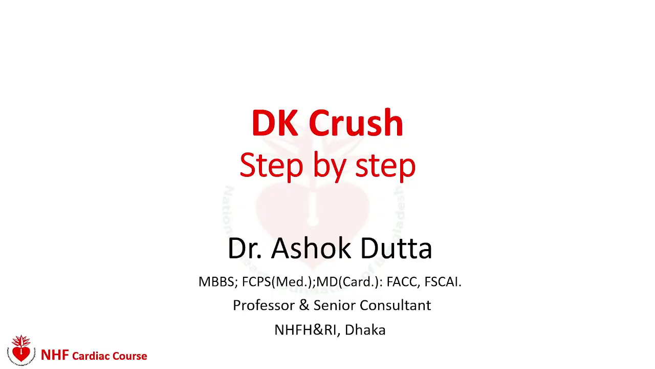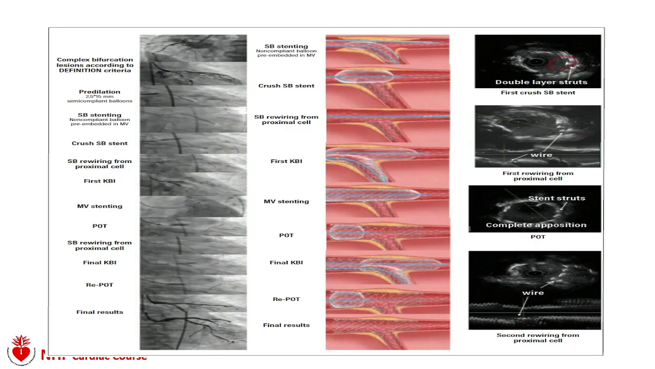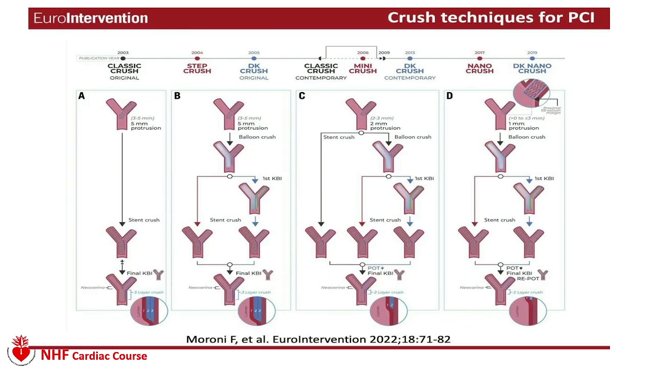My topic is DK crush. DK crush is double kissing and double crush at the same time in bifurcation stenting. TAP and culotte have already been described. In TAP and culotte, you can do it as an upfront technique or as a bailout, but DK crush should always be done as an upfront technique.